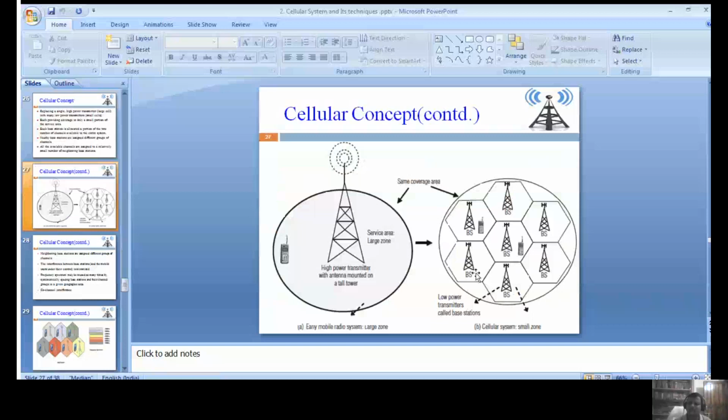This is a part of the cellular mobile system. It has an administrator and is a coordinator for all cell sites. Suppose in this figure there are 7 cells, or plenty of cells in practice. All cells are connected to a single MTSO.